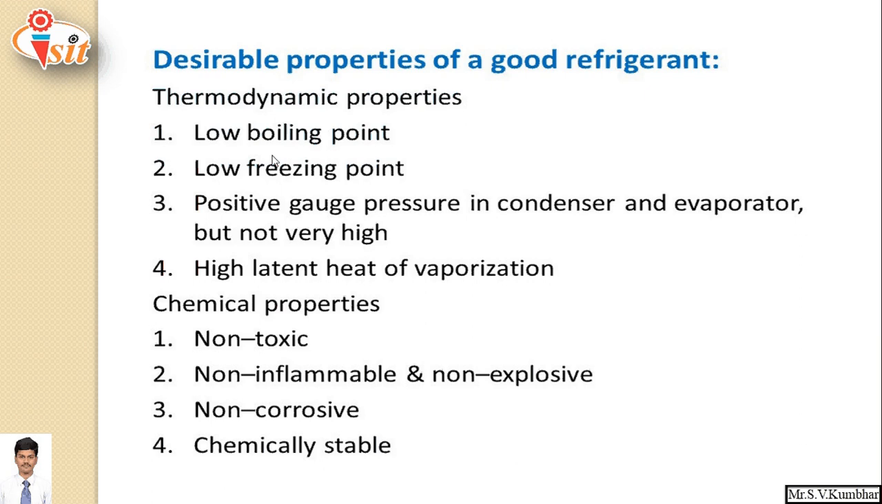Second, non-inflammable means it should not catch fire as soon as it comes in contact with fire hazards, as well as it should be non-explosive in nature. Third important chemical property is non-corrosiveness. It should not corrode the metal through which it is flowing, otherwise its life will be affected. Fourth, chemically stable means if in case oil gets mixed with refrigerant, its chemical composition should not change.